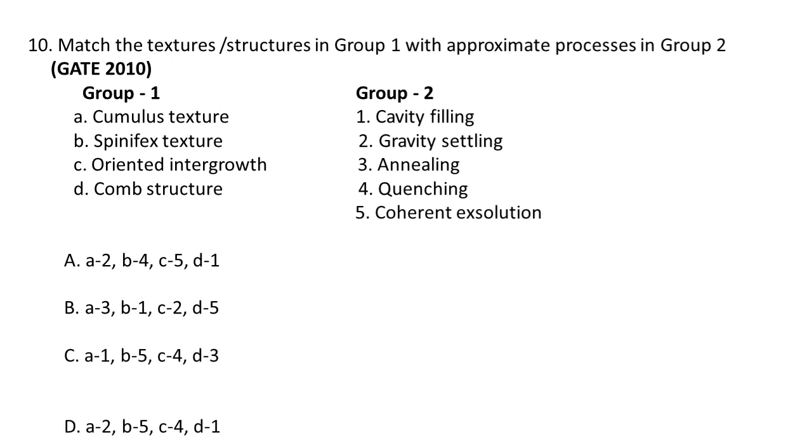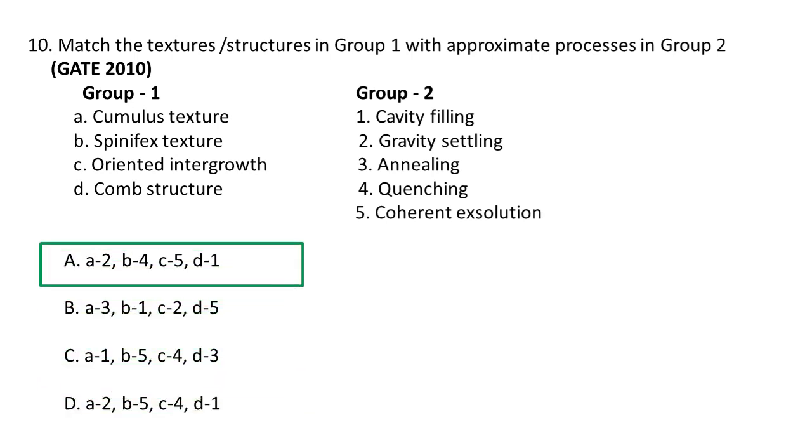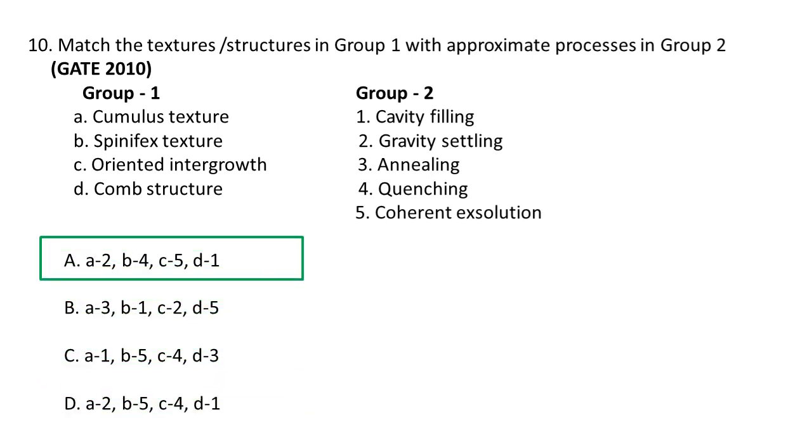Out of this, A is the correct answer because cumulus structure is exhibited by gravity settling, and spinifex texture is seen due to quenching, and oriented intergrowth is seen due to coherent exsolution, and comb structure is found in cavity filling. So, A is the correct option.